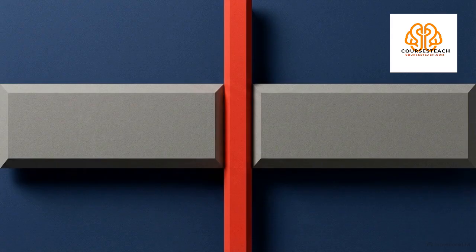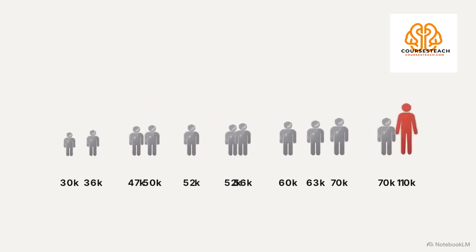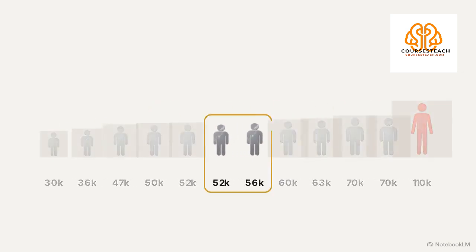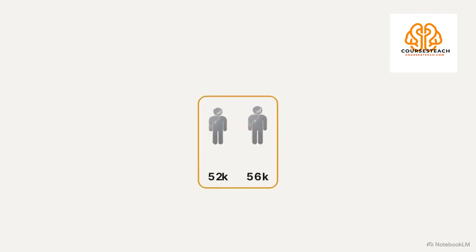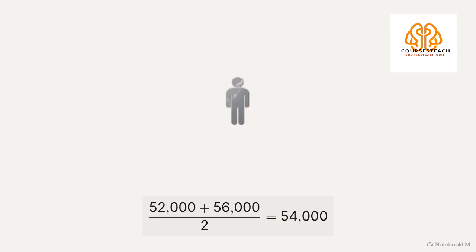This brings us to the median. The median represents the exact physical middle value in an ordered list. To find the median, line up our 12 salaries in order. Since 12 is an even number, we zoom in on the middle two, $52,000 and $56,000. Averaging those together gives us a median of $54,000.